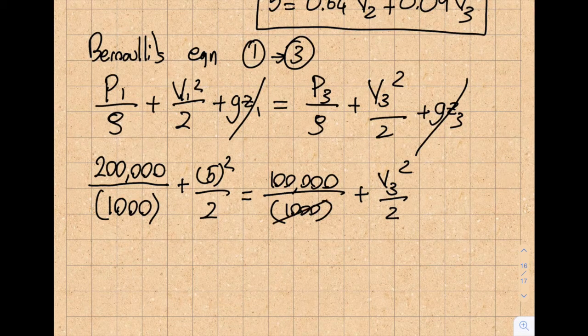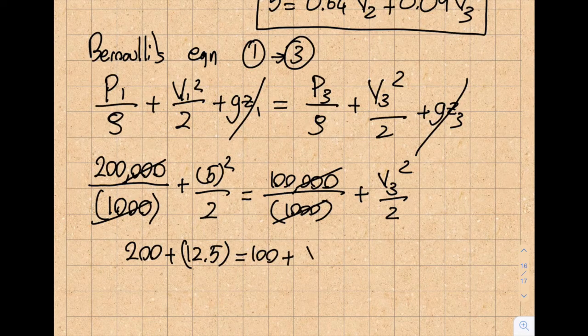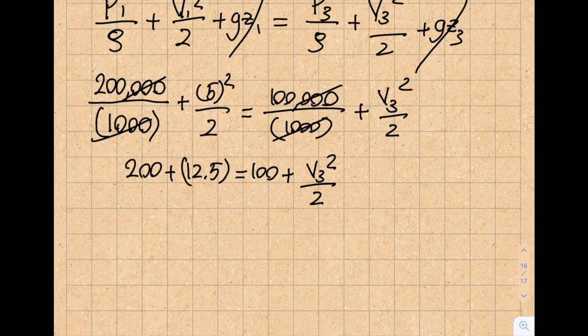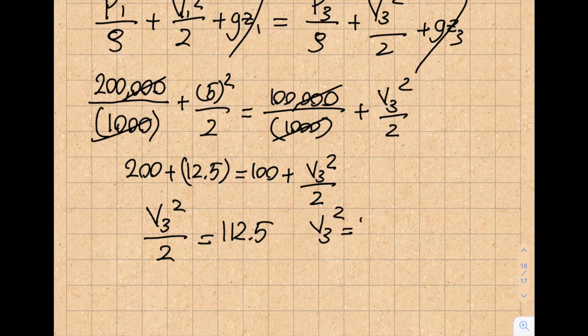Okay, then if I simply cancel these, you can see over here I'm going to get 200 plus 12.5, 25 divided by 2, will be equal to 100 plus V3 squared over 2. Okay, so then if I move the 100 to the other side, I will get V3 squared over 2 is equal to 112.5, right? So from here I get V3 squared is equal to 225.